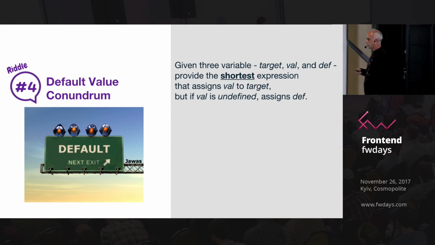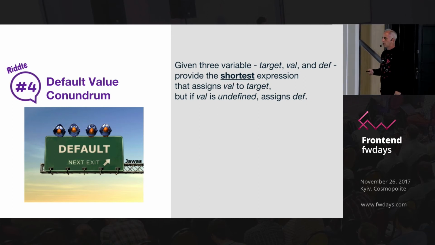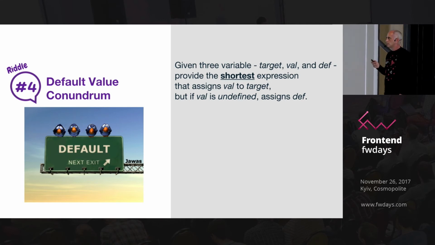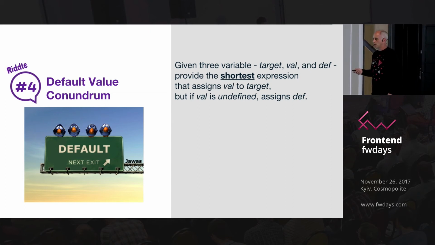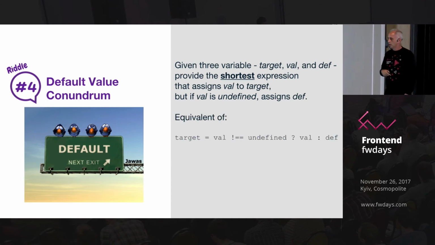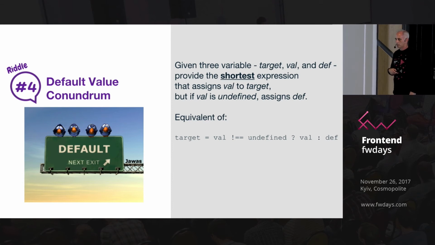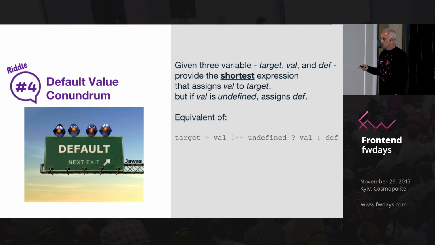So let's say I have 3 variables called target, val, and def. Can you provide the shortest expression that assigns val to target, but if val is undefined, assigns def instead? In other words, what I want is something equivalent to this. Okay, so if val is different than undefined, you get val, otherwise you get def.